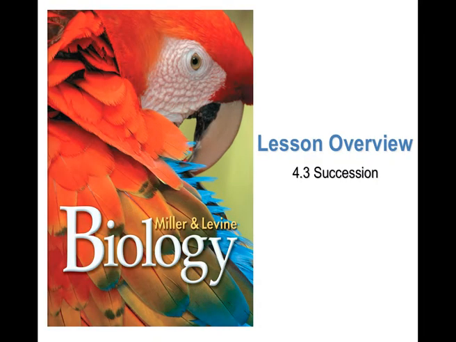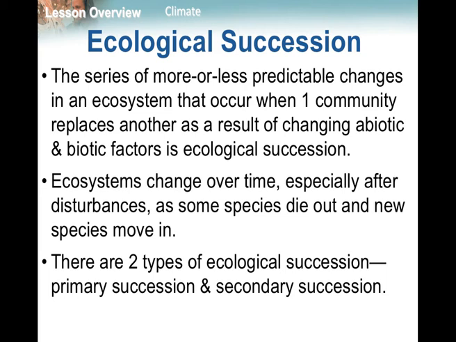This is Chapter 4, Section 3, Succession. So we are talking about ecological succession, and what ecological succession is, it is a series of predictable changes that occur within an ecosystem after some type of disturbance.